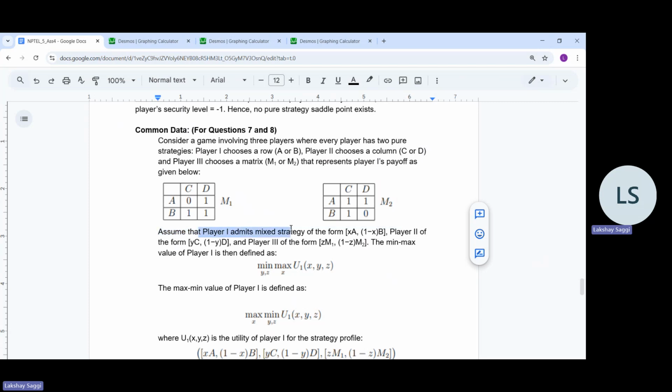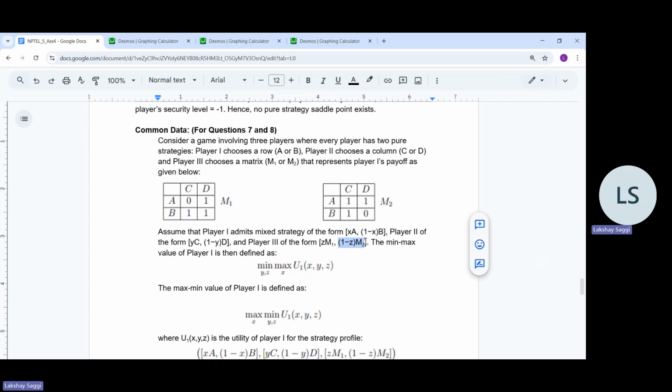So now we have come into the domain of mixed strategy. Assume that player one admits a mixed strategy of the form (x, 1 minus x). What this means is player one plays the strategy A with probability X and plays the strategy B with probability 1 minus X. Similarly, player 2 plays the strategy C with probability Y and strategy D with probability 1 minus Y. And let's say player 3 chooses the matrix M1 with probability Z and chooses matrix M2 with probability 1 minus Z.